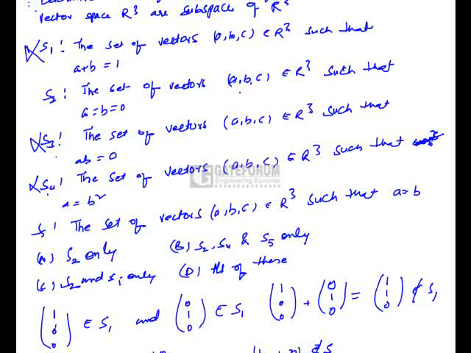The set of vectors A comma B comma C such that A is equal to B is equal to 0 will satisfy the condition that it is closed under both addition and scalar multiplication. And the same is the case with S5 also. Set of vectors A comma B comma C such that A is equal to B. Even this will be closed under addition and scalar multiplication. So we can say both S2 and S5 will form the subspace of R cube. So here the correct option is option C.